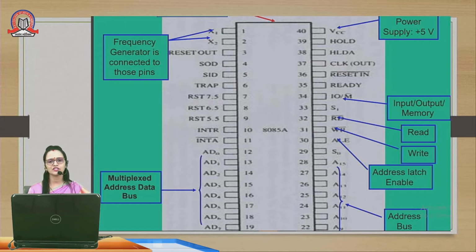It's just transferring data from one source to a destination, and the rest of the pins perform other tasks. VCC is nothing but 5 volts, and input/output memory performs the input and output of the data, some kind of resulting process. Read and write are pins performing reading and writing operations. ALE, address latch enable, is used for transferring data from one source to a destination.